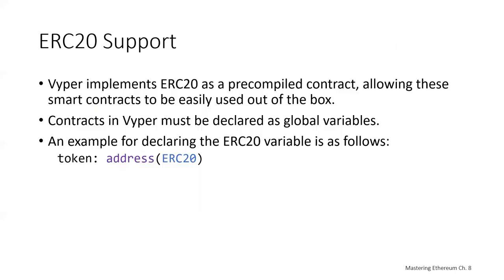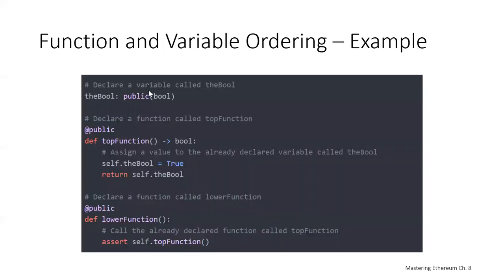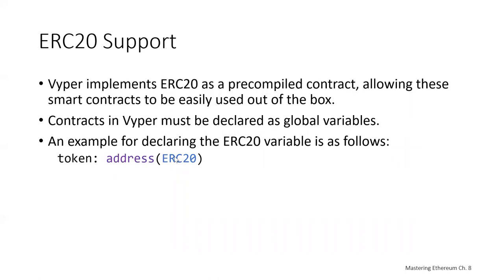All right, let's talk a little bit more about some other topics. Vyper does support ERC20, so you can create your own tokens, which is really important. Basically, it implements ERC20 as a pre-compiled smart contract, allowing these contracts to be easily used out of the box. Contracts in Vyper have to be declared as global variables. So for example, if you're declaring an ERC20, you might say token: address(ERC20) in Vyper.